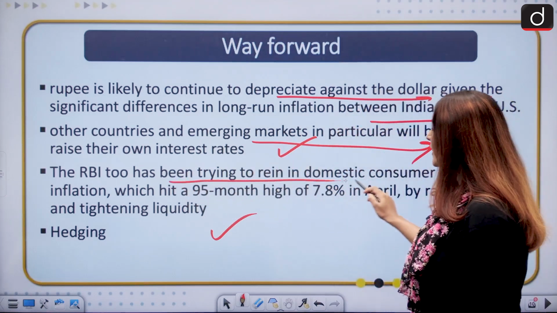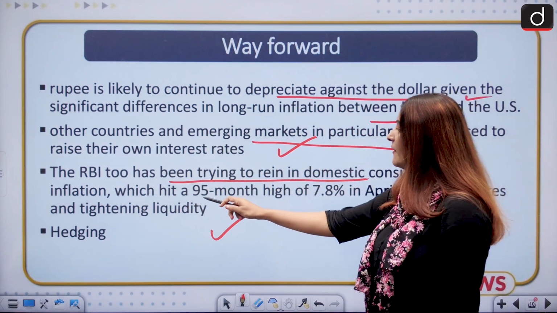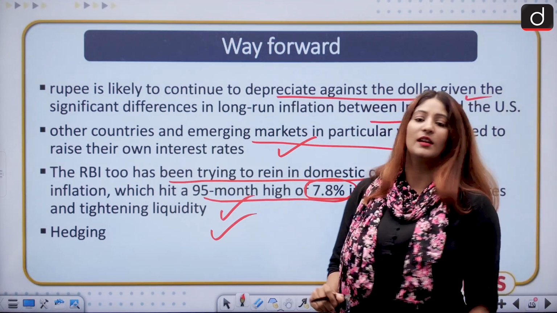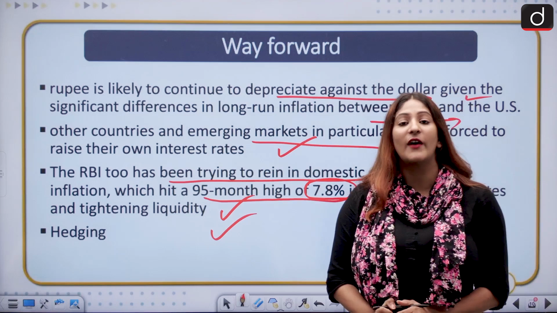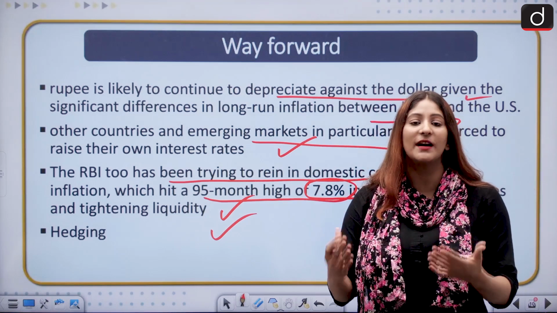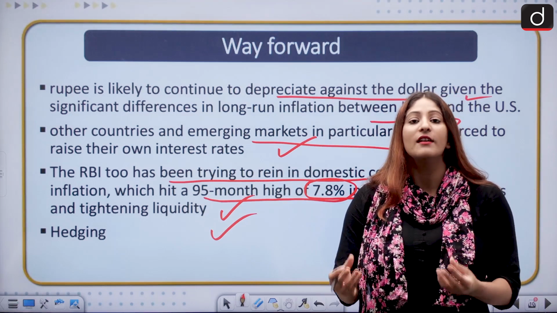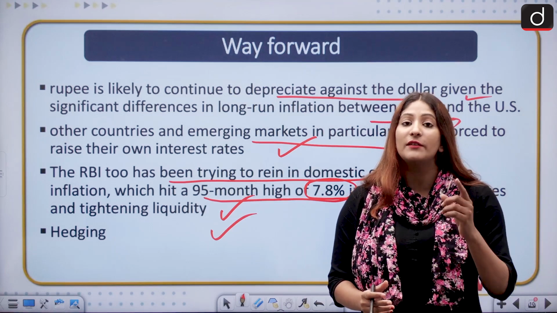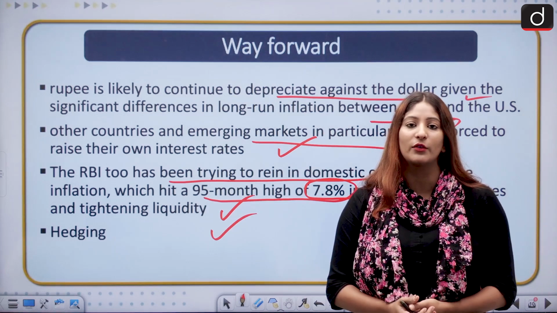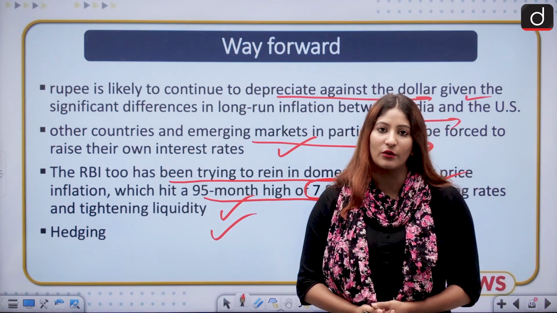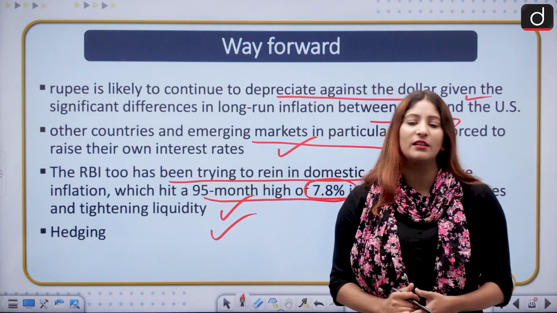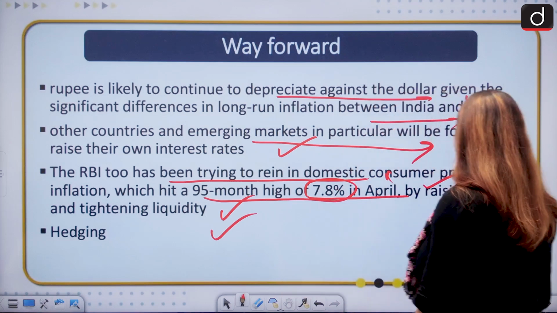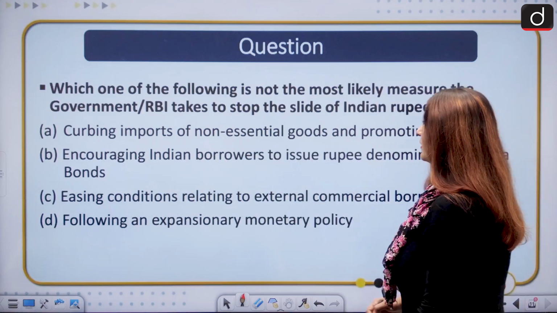The RBI too has been trying to rein in domestic consumer prices, which hit a 95-month high of 7.8% in April, by raising rates and tightening liquidity. So liquidity has to be reined in. Why? Because it will be too much money chasing too few goods. Whenever we have a lot of money but not a supply of goods to match it, inflation comes into the picture, because many people are demanding those commodities and the supply is not a lot. It is happening not only in India, but the US is also seeing a 41-year high of inflation. So inflation is something every country is struggling with right now.